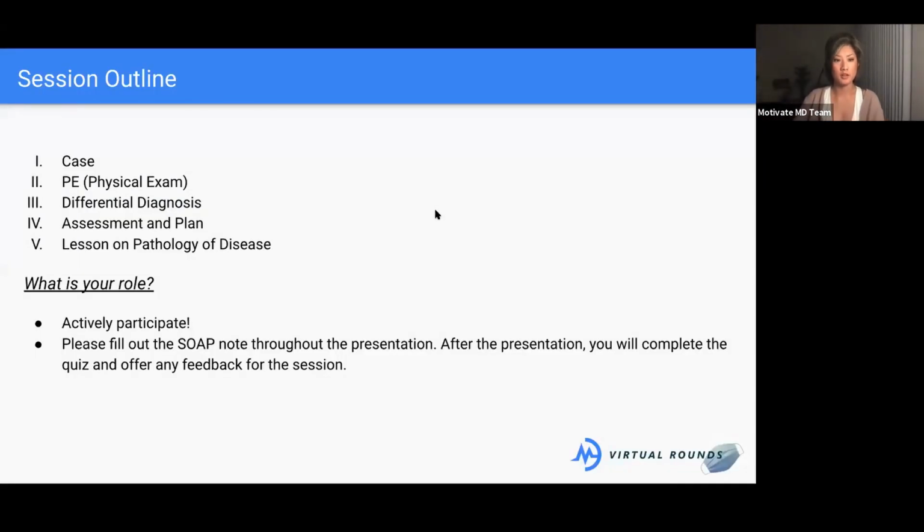Okay, so for those of you who haven't been to one of these before, we're going to start with the case. Then we're going to go into the physical exam, talk through some differential diagnoses, go over the assessment and plan, and then talk a little bit about pathology. I'm going to be talking a little bit about how to just approach looking at an EKG or an ECG and kind of how to read it. So again, active participation is encouraged. You can speak up and unmute, or you can just put it in the chat. That's fine. I'll monitor it as I go. And then please fill out that SOAP note.